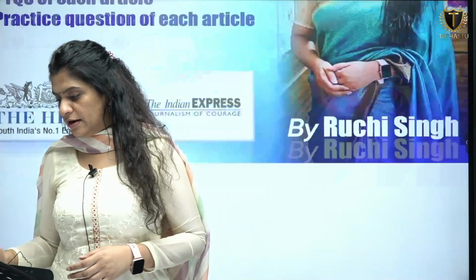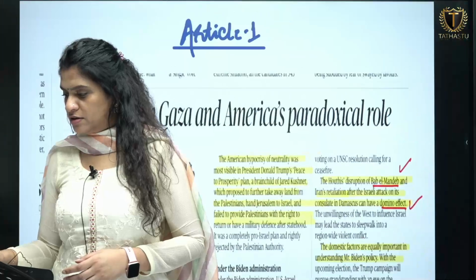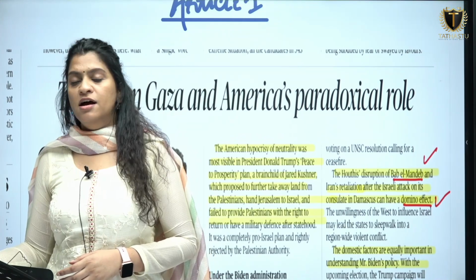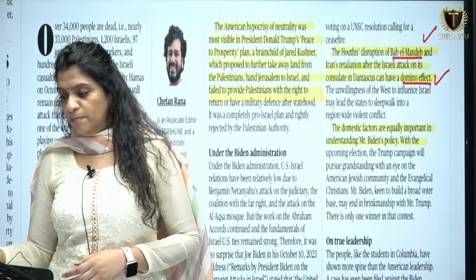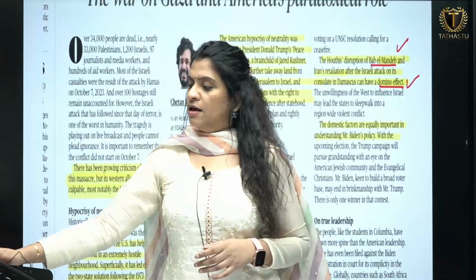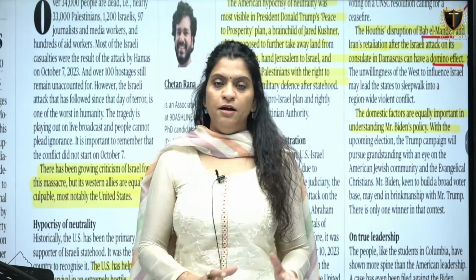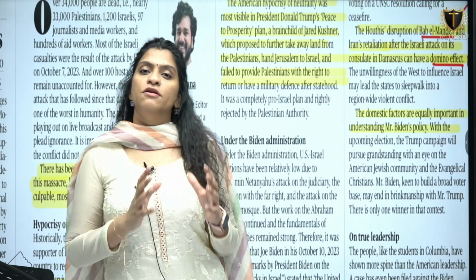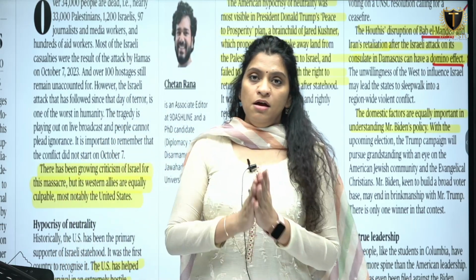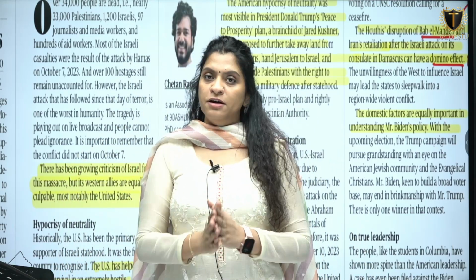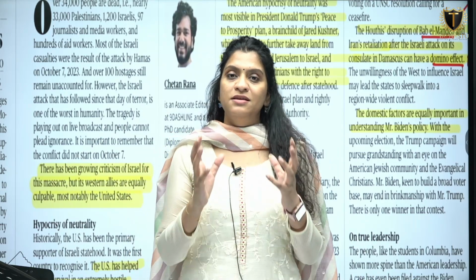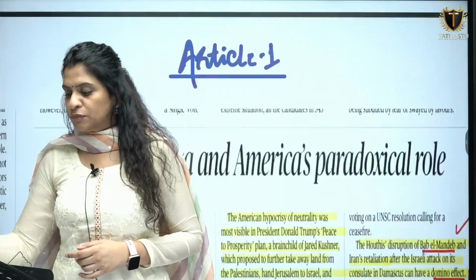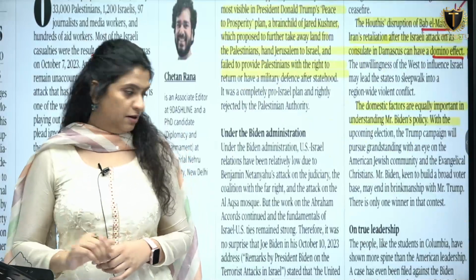So look at the article that we are going to discuss today in very much detail: the war on Gaza and America's paradoxical role. Paradoxical मतलब जो clear नहीं है, कभी इधर का stand है, कभी उधर का stand है, sure नहीं है. So if the US wants, it can resolve the issue, it can provide a clear-cut solution, but it is not. It is having a paradoxical stand on this, which is not clear. कभी इधर कभी उधर, so it's like that. So let's read the paragraph in detail.